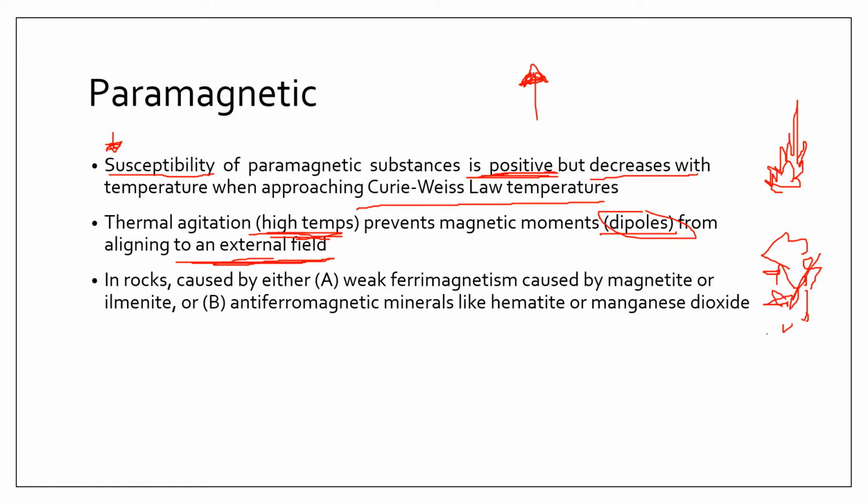And paramagnetism is actually a property that is caused by impurity of your rock. For example, you have rocks that could be paramagnetic due to weak ferromagnetism, due to impurities, or due to mineral impurities containing magnetite or ilmenite, or this can also be caused by anti-ferromagnetic minerals like hematite and manganese dioxide.